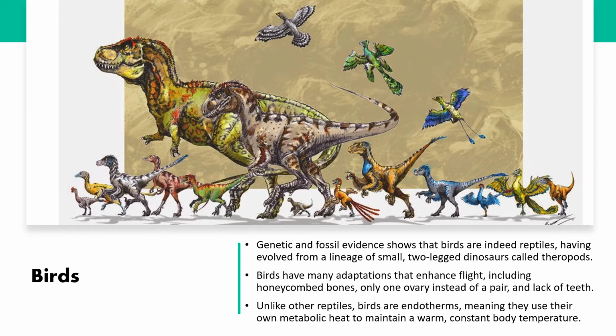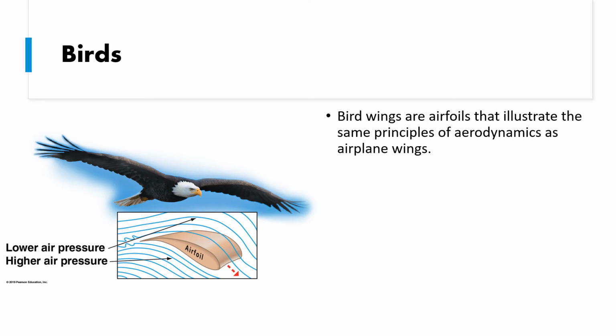And so we are endotherms as humans. We maintain a relatively constant body temperature around 98.6 degrees Fahrenheit. And so birds are also going to have this metabolic heat that will keep them at a relatively high and constant body temperature. So as we said before, birds are going to be highly adapted for flying. Their bird wing is going to act as the airfoil, which is going to allow them to be able to fly.